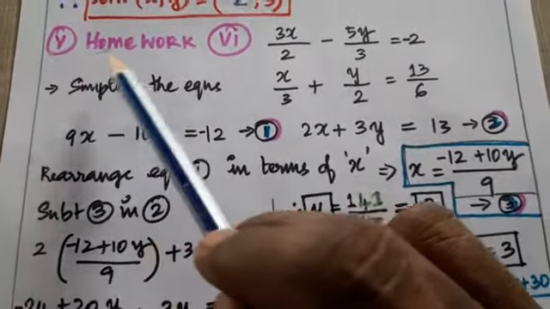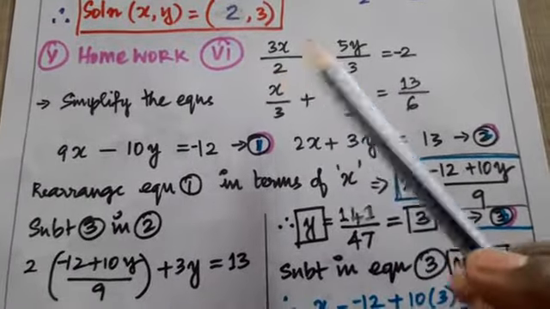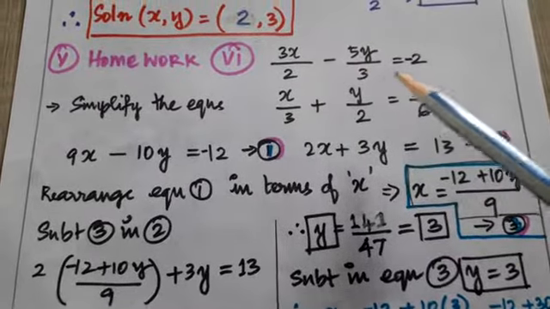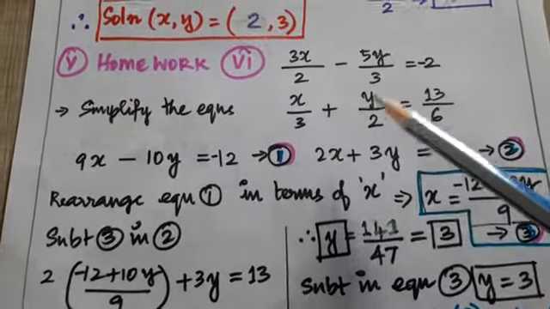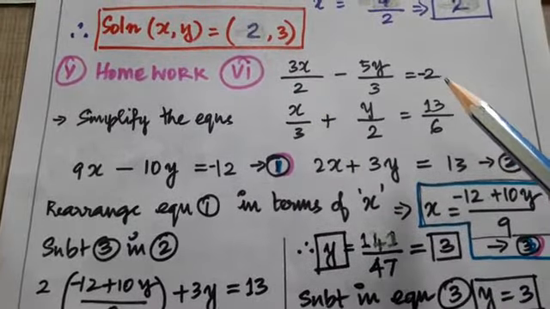Then the fifth problem, you take it as homework and try it. And the sixth problem we will go. In the sixth problem, what is given there? 3x upon 2 minus 5y upon 3 equal to minus 2. x upon 3 plus y upon 2 equal to 13 upon 6. Here also simplify this equation into equation form.